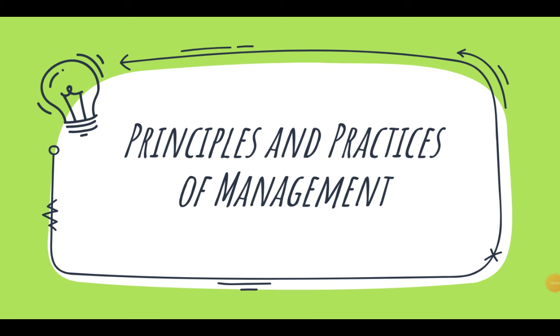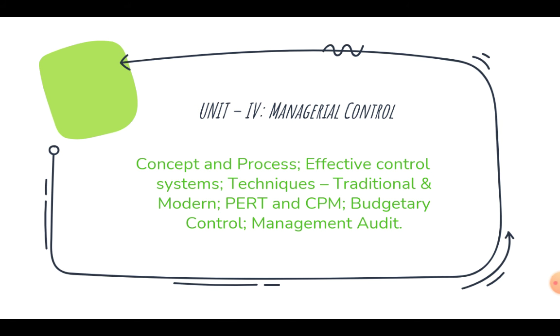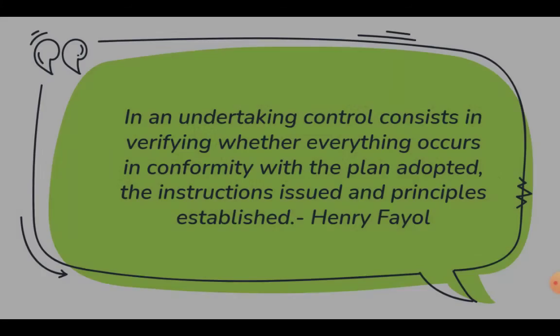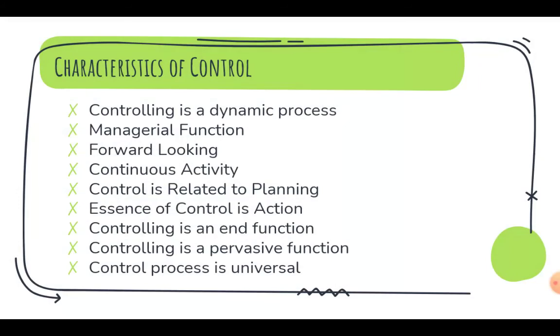In the previous session, we had started with Unit 4, wherein we talked about managerial control. Under managerial control, we had started with the concept of controlling. We learned about the meaning of controlling, and we also talked about one or two definitions pertaining to the topic of controlling. And then we moved on to characteristics of control, wherein we saw different characteristics, such as it being a dynamic process, a managerial function, a continuous activity, and so on and so forth. So we've explained all of these points regarding characteristics of control.